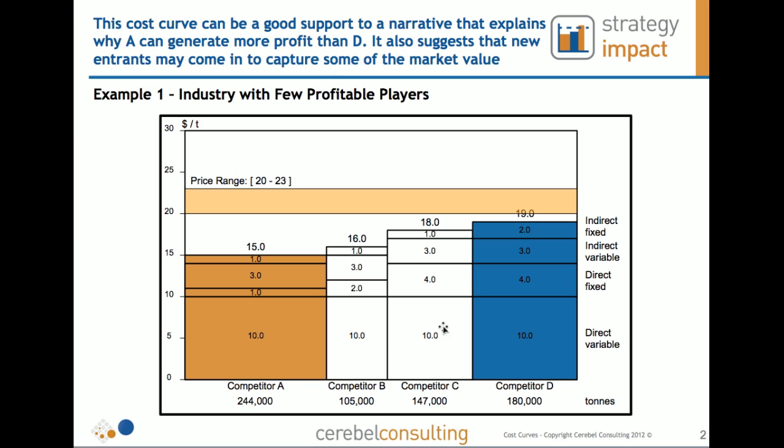The unit costs of those players varies between $15 per ton for A and $19 per ton for G. The price range in the industry ranges from $20 per ton to $23 per ton. So you can see that there's a gap between the price range and the unit cost, which means that the industry has got good propensity to generate profits. You can also see that A is in a much stronger position than D, for instance, in blue.